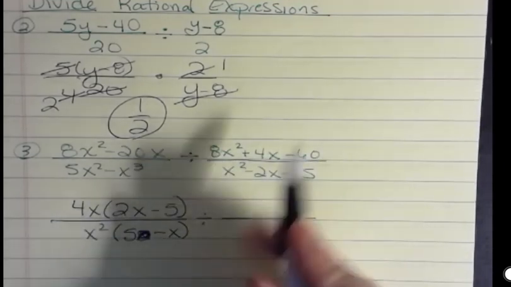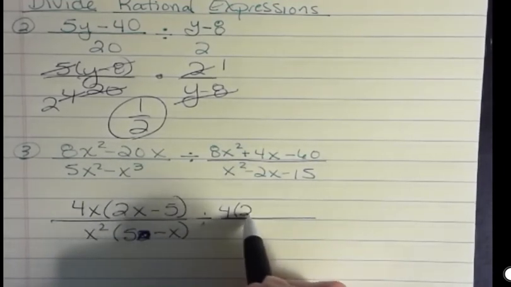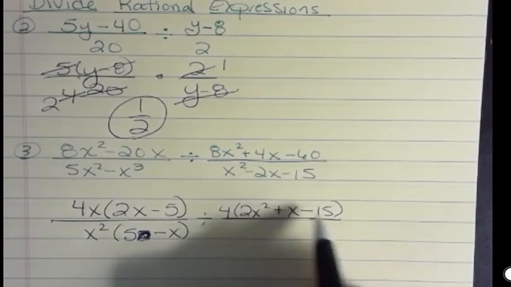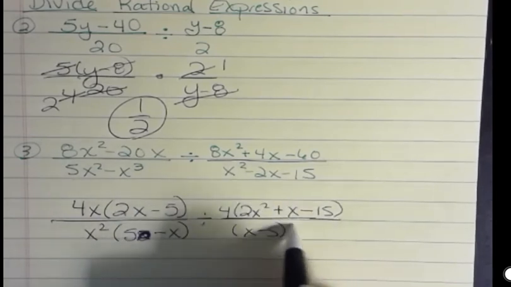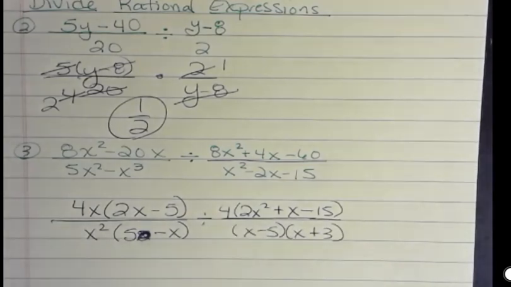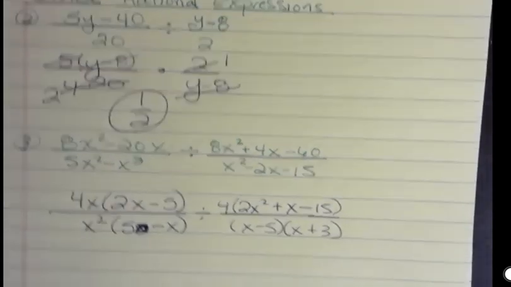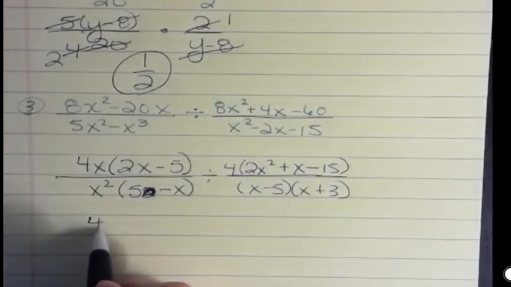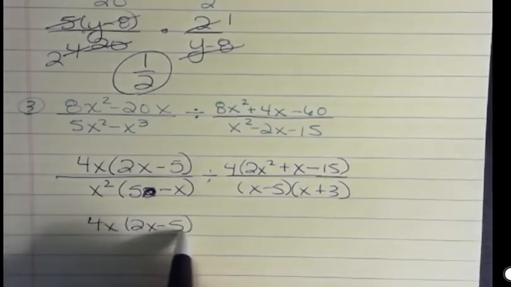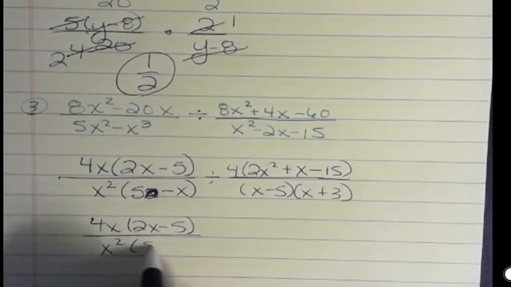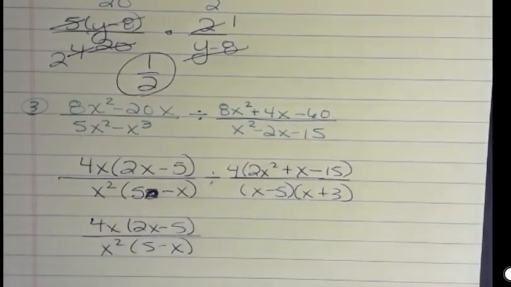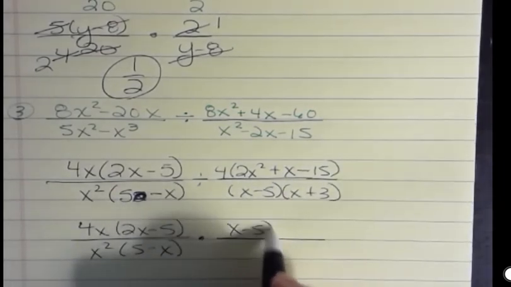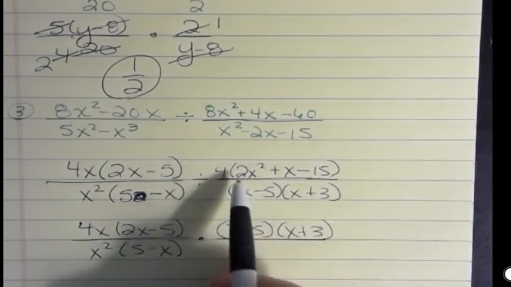I can take out a common factor of 4. That leaves 2x squared plus x minus 15. And I can factor that into x minus 5, x plus 3. The factoring is something that you just want to keep practicing on your own. I'm not finished factoring. I think I can factor this further, but I'm going to go ahead and rewrite the rest of it. And I have x squared and 5 minus x. And then I'm going to go ahead at this point and find the reciprocal of this and write x minus 5, x plus 3, and then I have the 4.